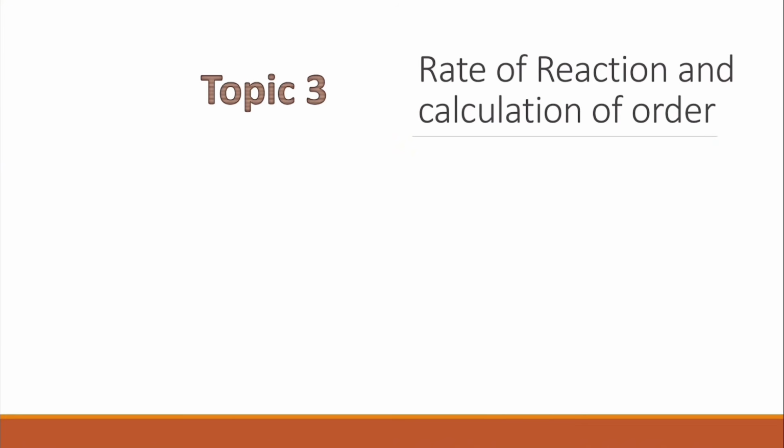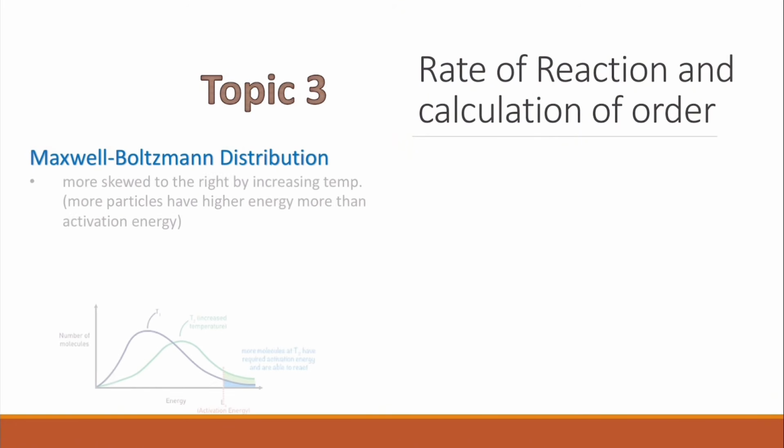Rate of reaction and calculation of order, one of the most common topics in paper 1. However, the Maxwell-Boltzmann distribution curve is not very common in your exam. It only featured once over the past 5 years. However, the question when it comes in the exam is quite typical.